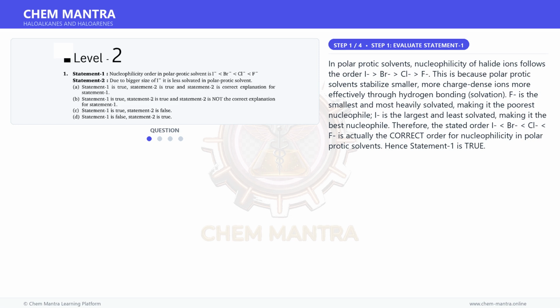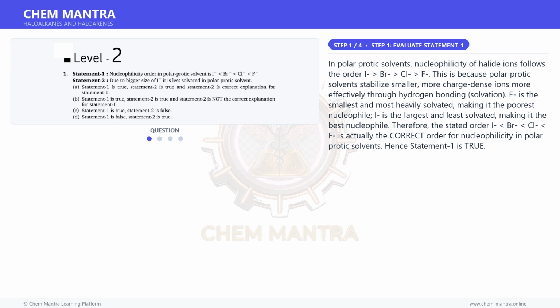In polar protic solvents, nucleophilicity of halide ions follows the order I⁻ > Br⁻ > Cl⁻ > F⁻. This is because polar protic solvents stabilize smaller, more charge-dense ions more effectively through hydrogen bonding, solvation. F⁻ is the smallest and most heavily solvated, making it the poorest nucleophile. I⁻ is the largest and least solvated, making it the best nucleophile. Therefore, the stated order I⁻ > Br⁻ > Cl⁻ > F⁻ is actually the correct order for nucleophilicity in polar protic solvents.